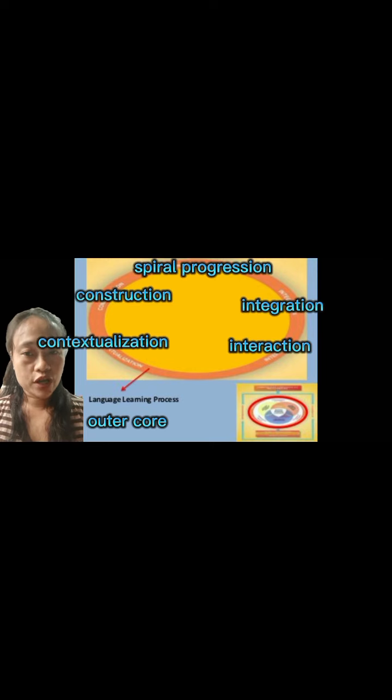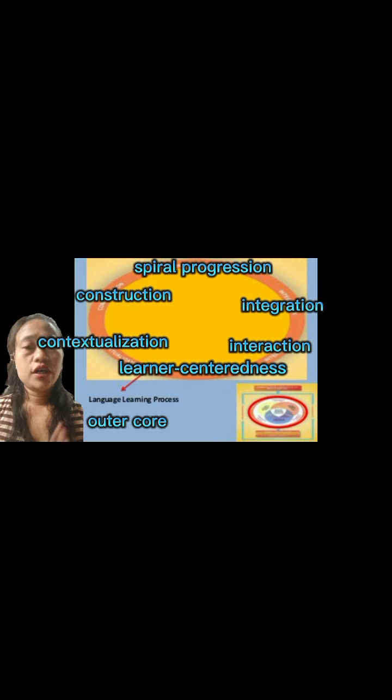We proceed to the outer core of the framework. These are the approaches under the language learning process that a teacher must understand for them to teach language to young learners. And these approaches are spiral progression, interaction, integration, learner-centeredness, contextualization, and construction.